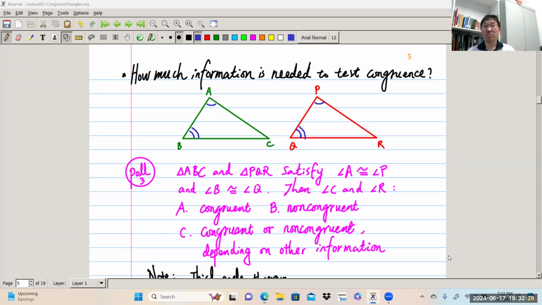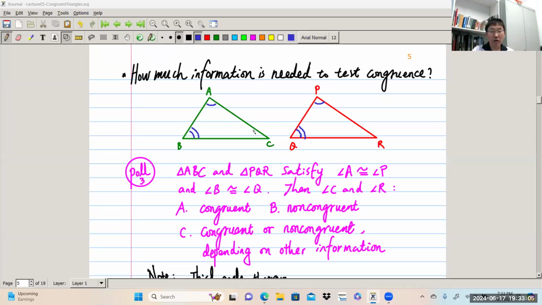Why are they congruent? Yeah. What do you say, Andrew? Harry, do you agree? Do you think they are congruent? Yes, right? Because the three interior angles of a triangle add up to 180 degrees. So if measure A is equal to measure P, measure B is equal to measure Q, then the third one is 180 minus these two measures, right? So they should be the same.